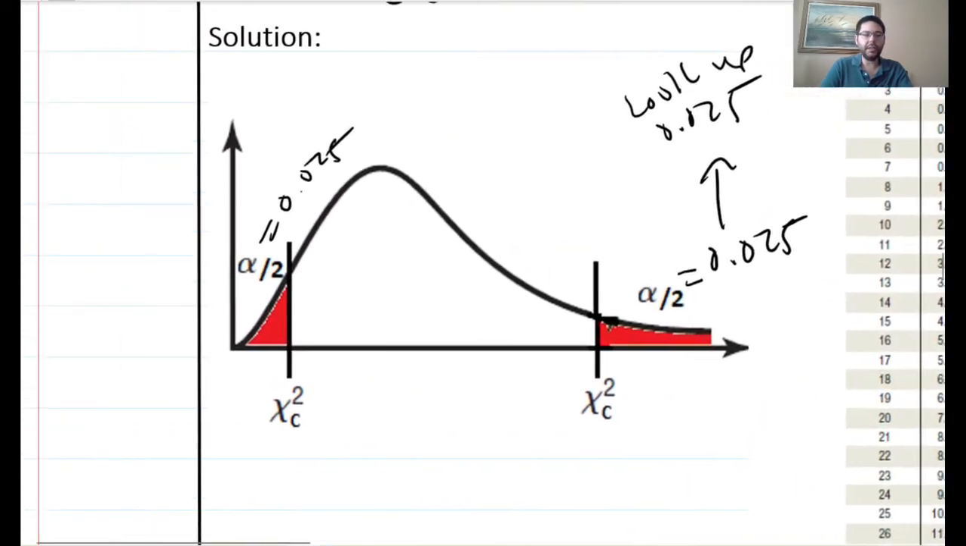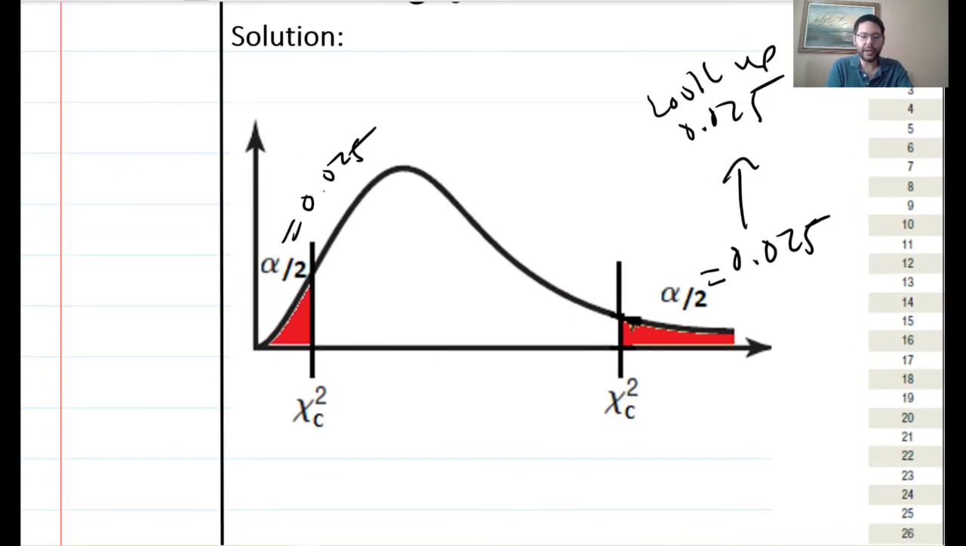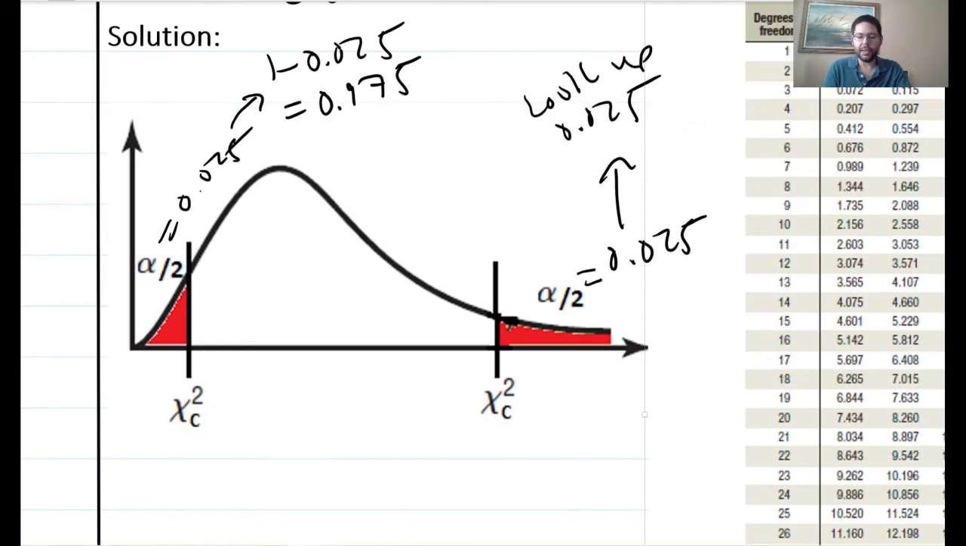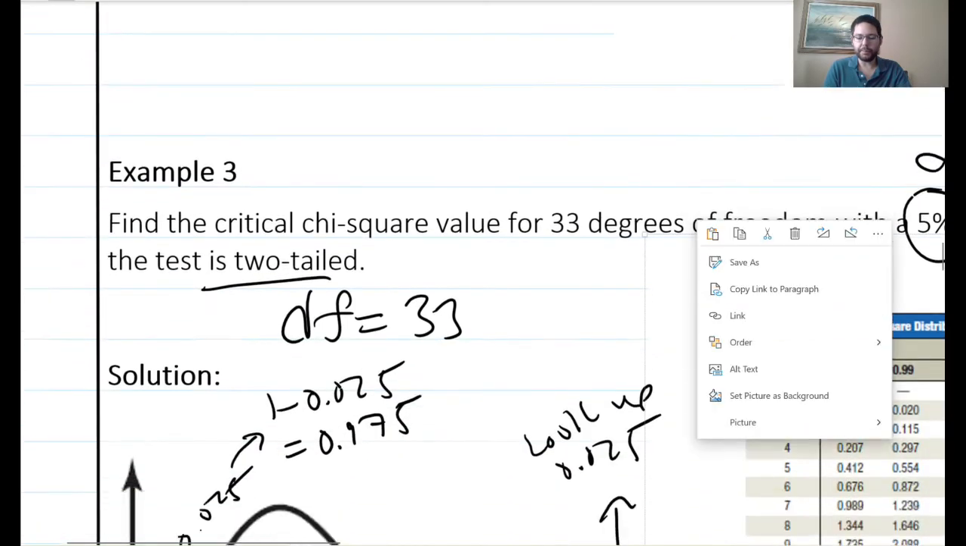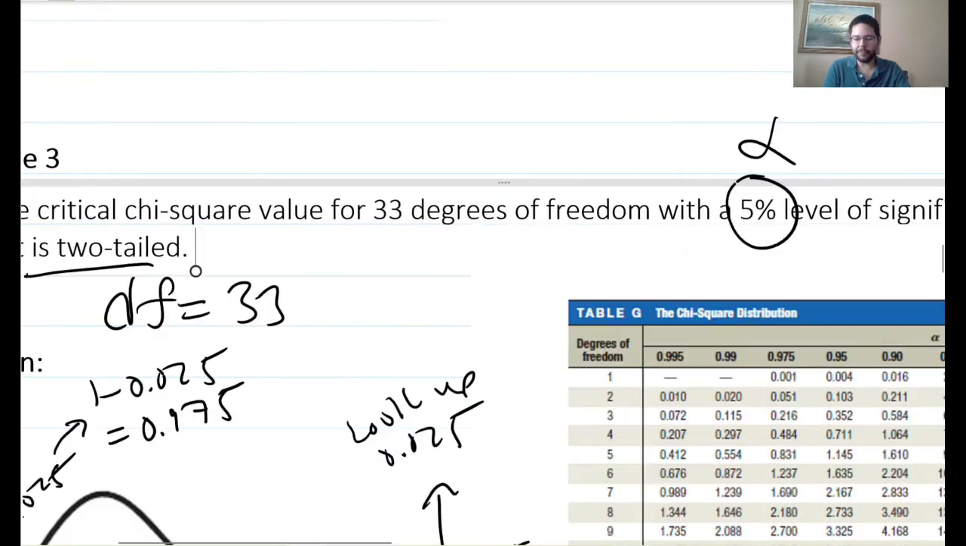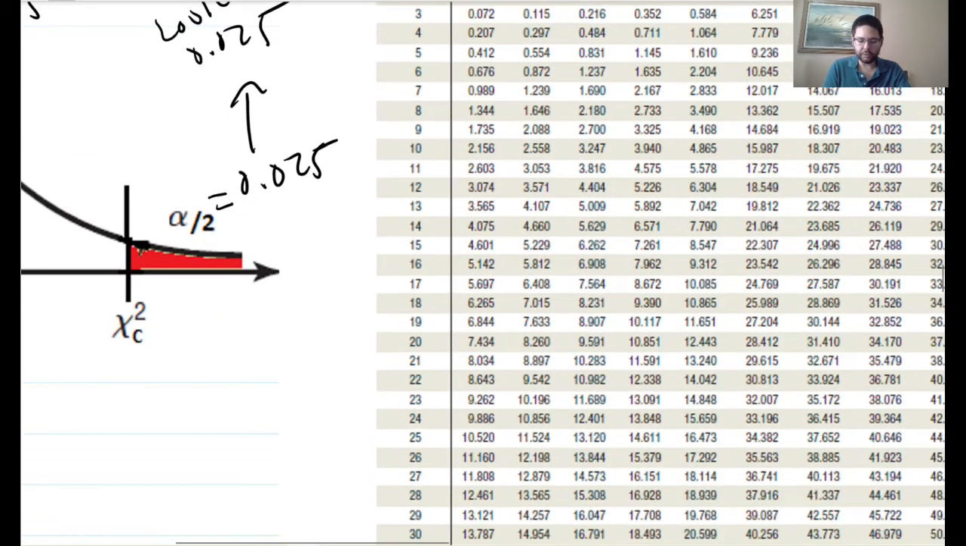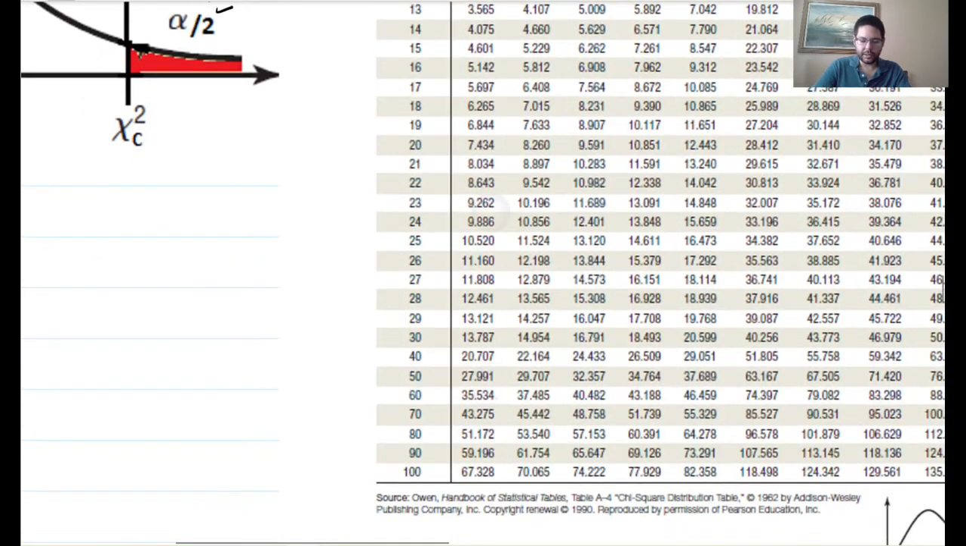If you want to look up the left area, then we got to look up 1 minus that. So we got to do 1 minus that number, and that will give us the left area, which is 0.975. Okay, so look up both of those values, and then we'll be able to find our chi-squareds. So 0.025, 0.975, and then the df is 33. So let's go to our df for 33. I'm going to circle it because I know I'll forget it.